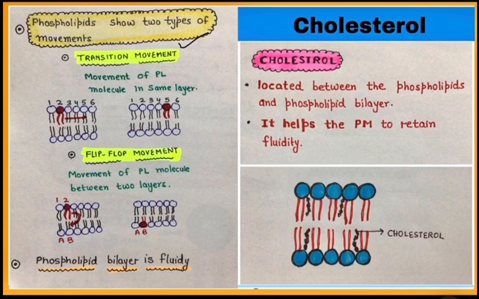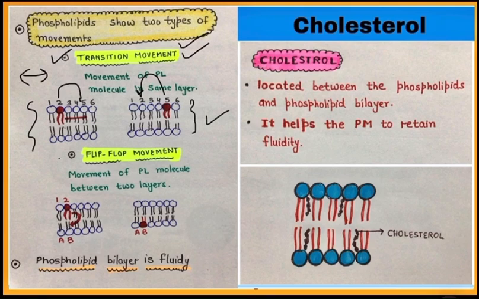Phospholipids show two types of movements. First is transition movement, when these molecules move in the same leaflet or layer. See this diagram. If the second phospholipid moves towards the fifth phospholipid and the fifth phospholipid moves towards the second phospholipid, this type of movement is called lateral movement or transition movement.